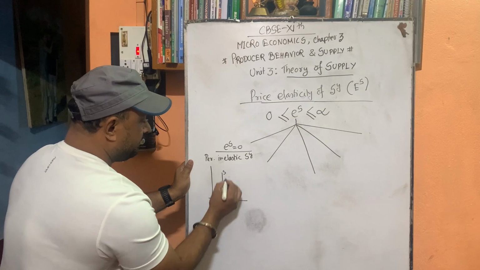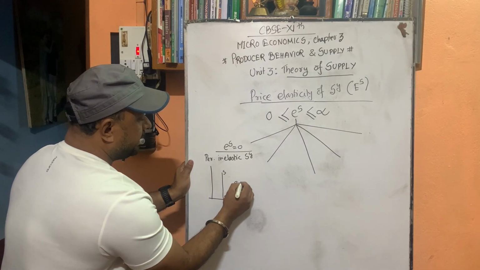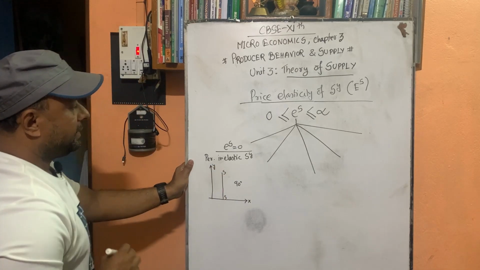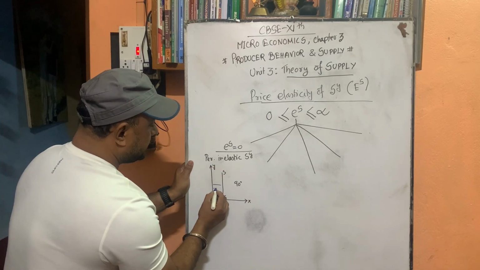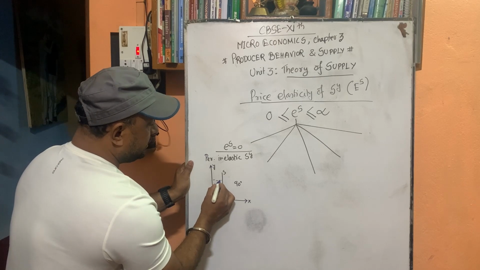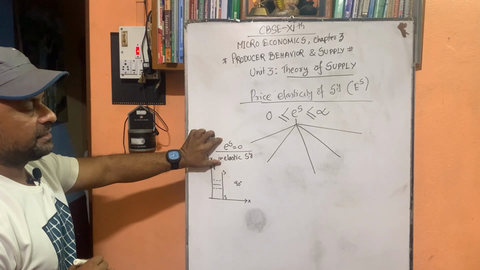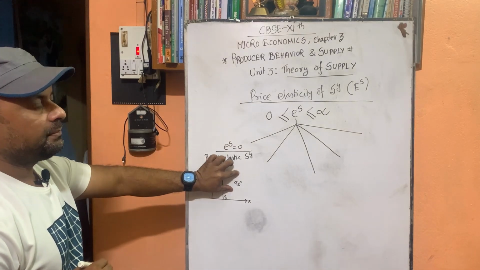This is the supply curve. Here the slope becomes 90 degrees with the x-axis. This is the x-axis, this is the y-axis. Here, with the change in the price, see, there is no change in the supply. Price increasing or decreasing, supply remains fixed. This is perfectly inelastic supply. The supply curve slope becomes 90 degrees.